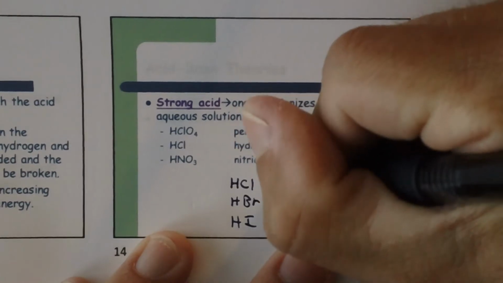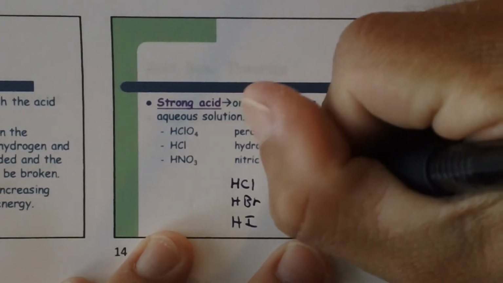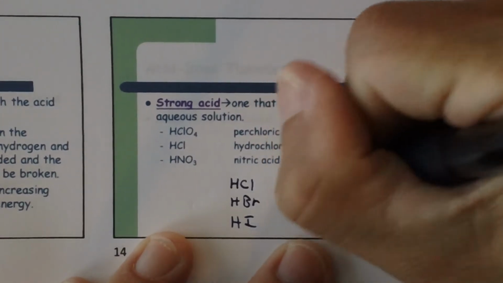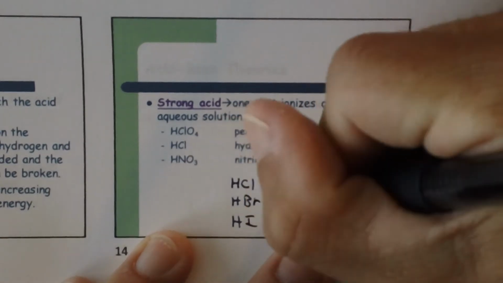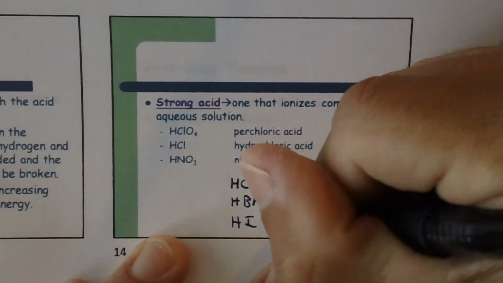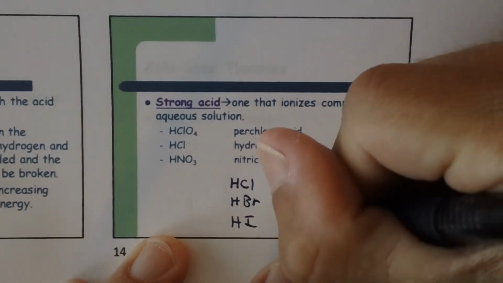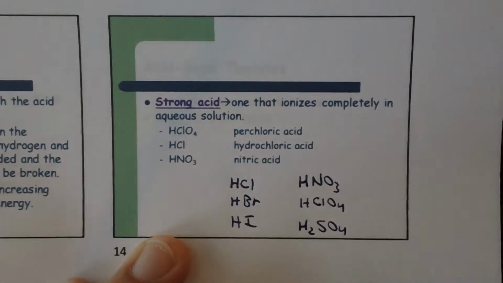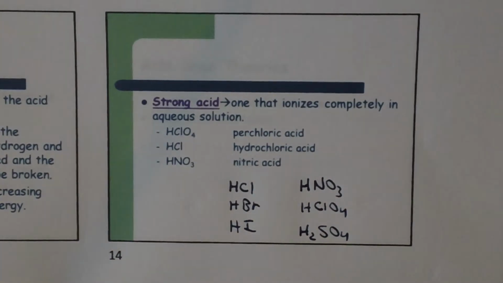And then there is HNO3, nitric, HClO4, perchloric, and there's one, what we call diprotic acid, sulfuric. Those are our 6 strong acids.